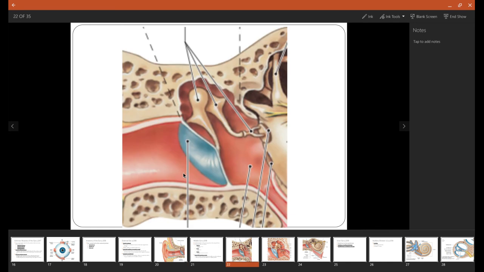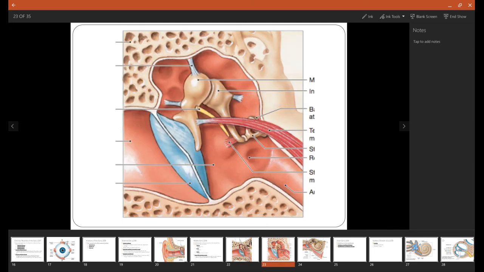So taking a look here, this bone right here is malleus. This is connected to the tympanic membrane. We have incus in the middle, and then we have stapes at the end. And then we also see a little bit of that eustachian tube right there.